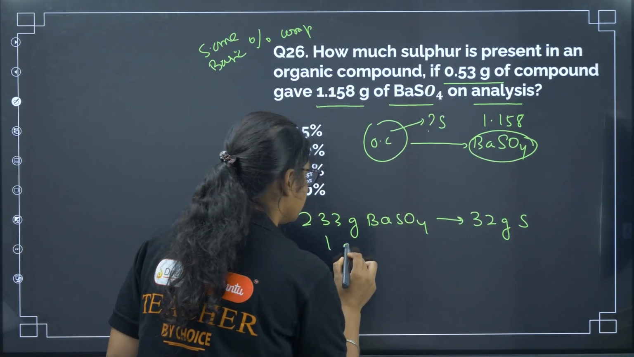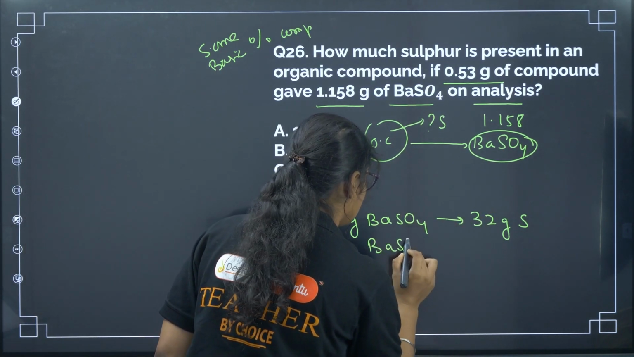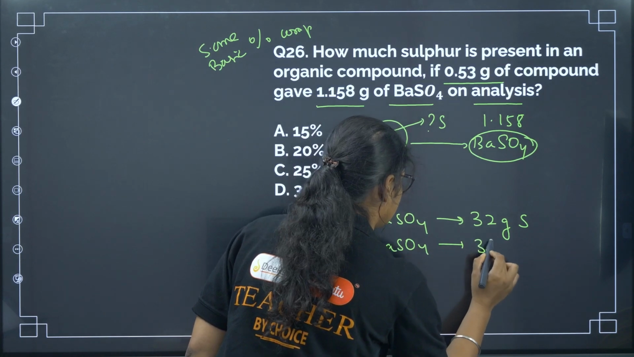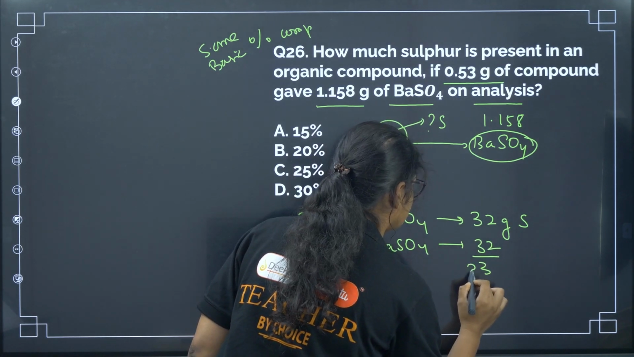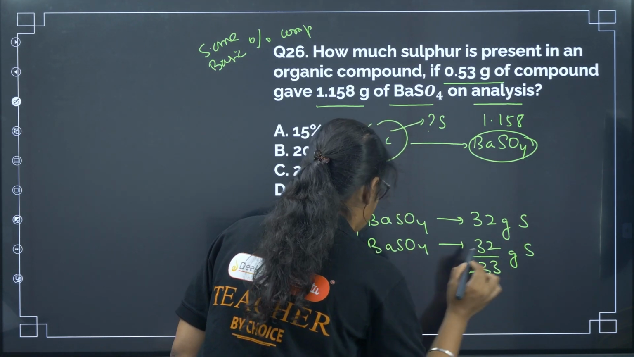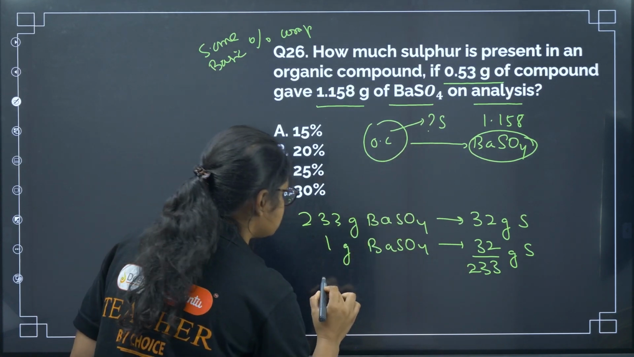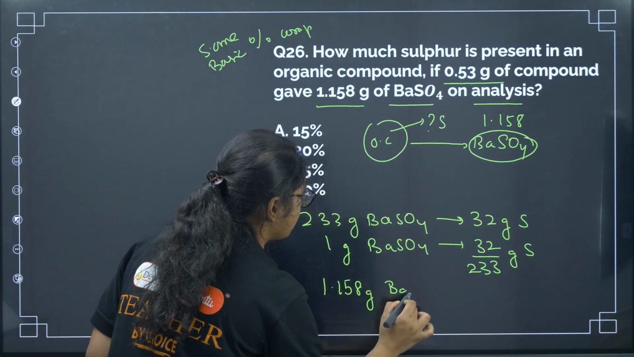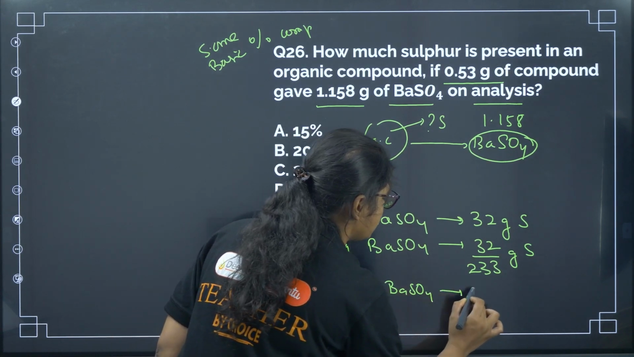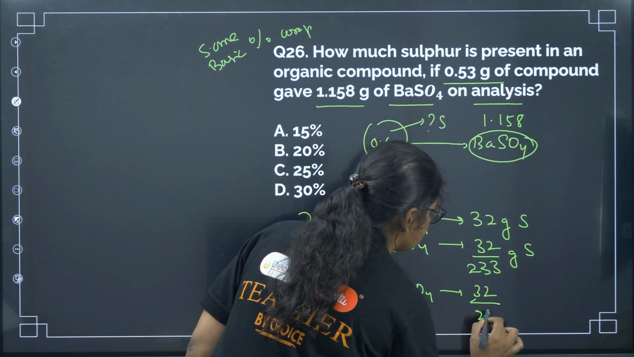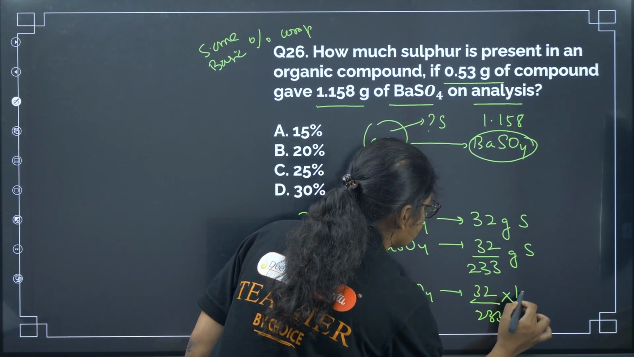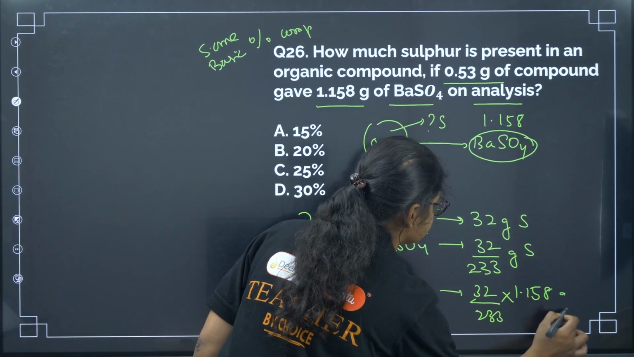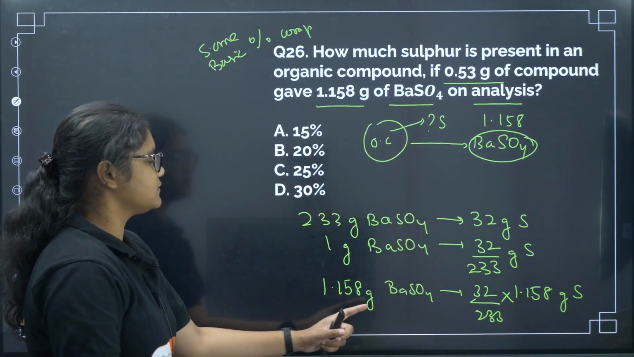So 1 gram of barium sulfate will contain 32 by 233 gram of sulfur. Now the next one is 1.158 gram. 1.158 gram of barium sulfate will contain 32 by 233 into 1.158 gram of sulfur. This is the total mass of sulfur, right?